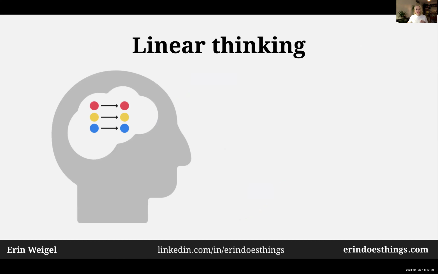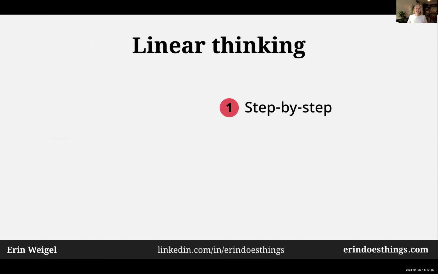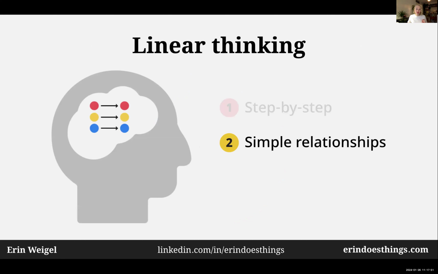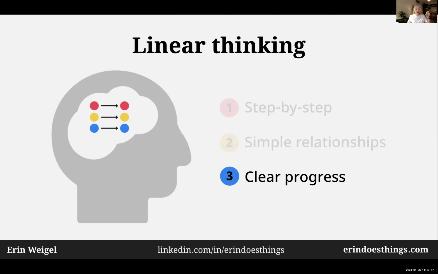But both of these ways of doing product design and development are based on linear thinking. And linear thinking is something you can tell because it's very step by step. It has simple cause and effect relationships. There's one thing that goes after another, after another, after another, right? And then you get a sense of clear progress, right? Because you kind of imagine that you're going one direction through the entire thing, right?